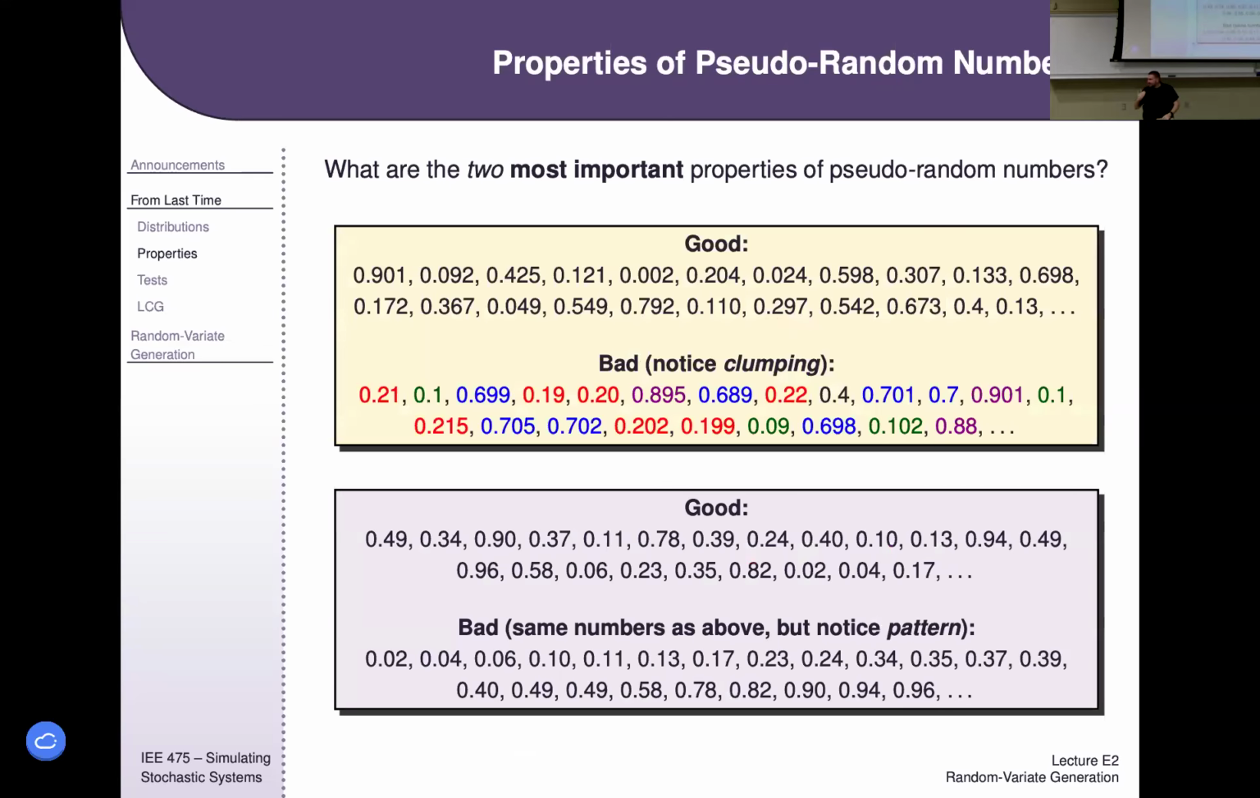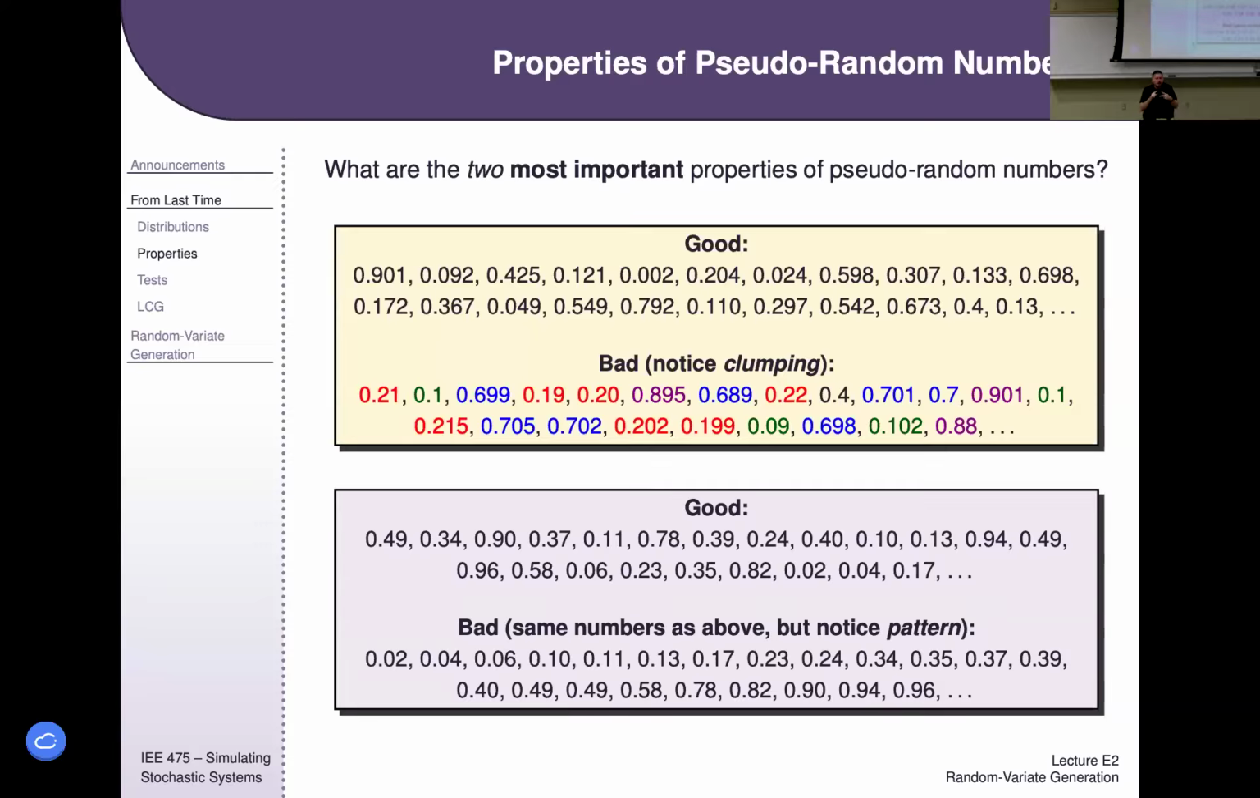Okay, so we mentioned last time there are two important properties that every pseudo-random number generator must have. What are those two properties? What's one of them? Uniformity. What's the other?